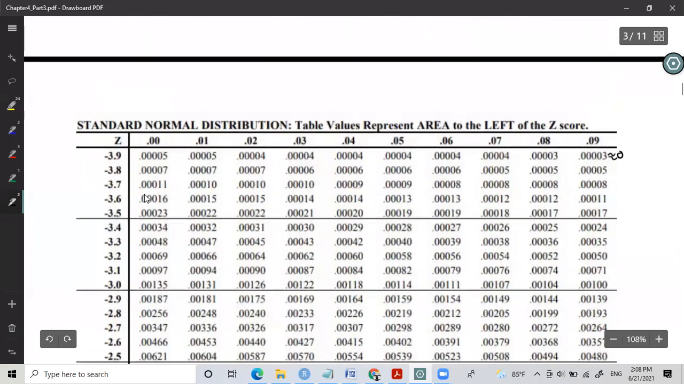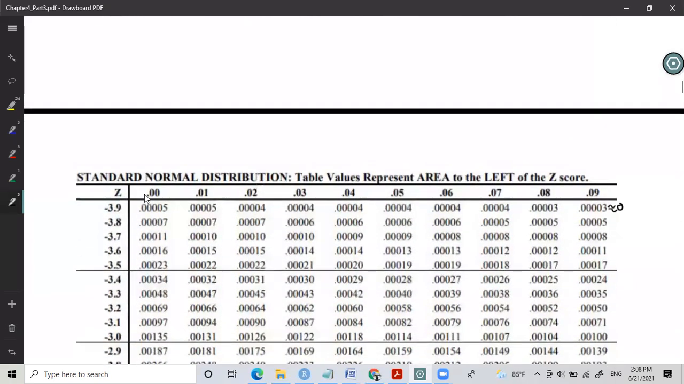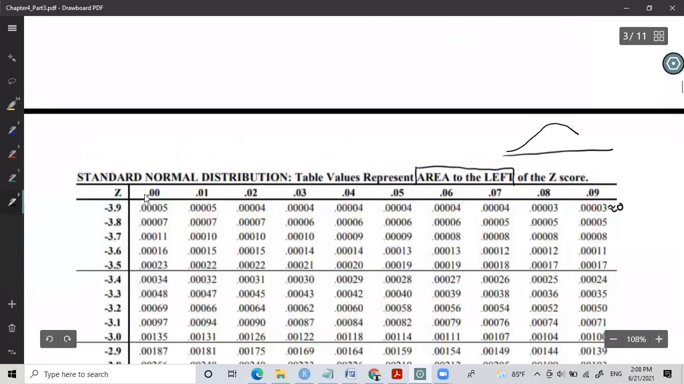Always remember, these are areas to the left. Your table always gives the area to the left. So if you read a certain Z score, this area is the probability, the left tail, always the left tail. You don't have the right tail probability when you read the table. It is always the area to the left of the Z score.